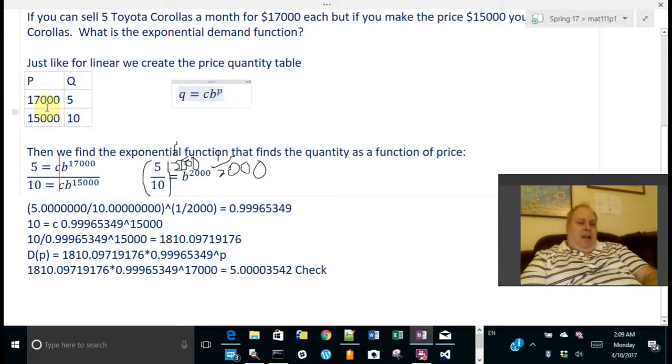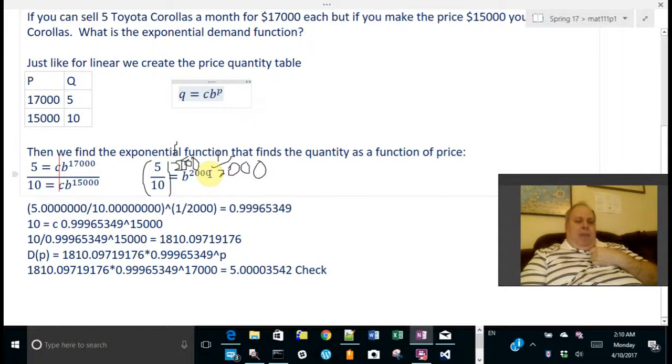Now what we do is we set it up. The quantity 5 equals C B to the 17,000. I always like to put the higher independent value first on top. And then we divide that by 10 equals C B to the 15,000, and you see the C's from this division cancel. So we get 5 over 10, and the exponents subtract, equals b to the 2,000. Now this is very similar to the math we did when we were discussing how to do the stock project. So this should not be too exotic. So we get 5 over 10 equals b to the 2,000.